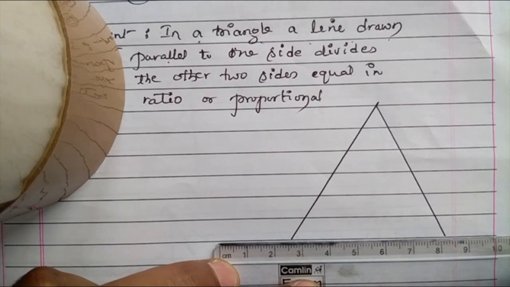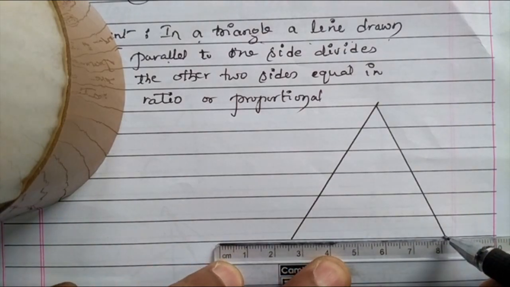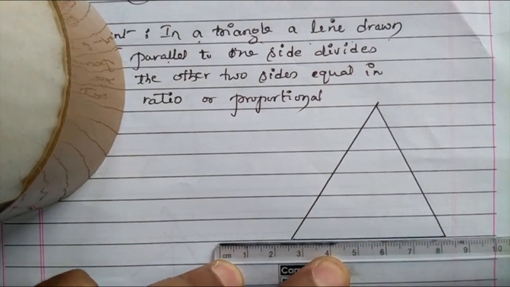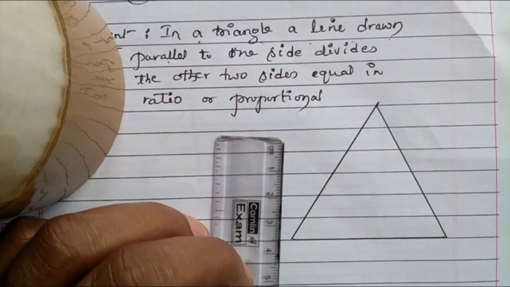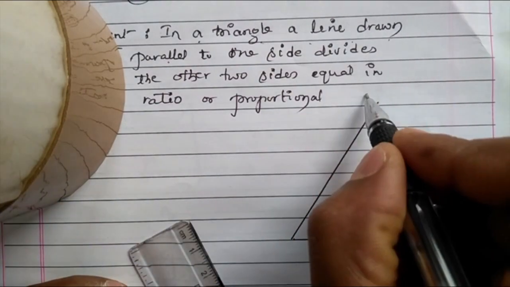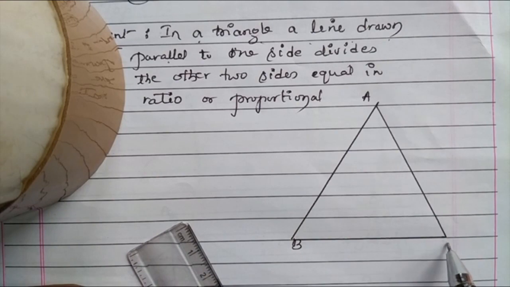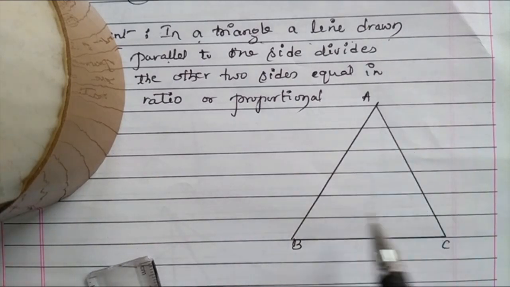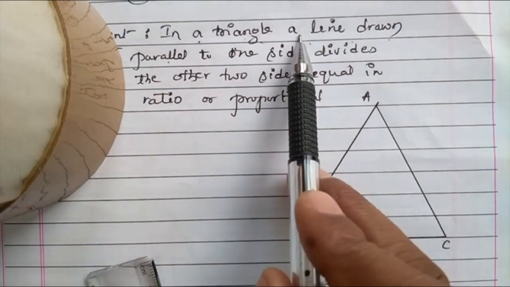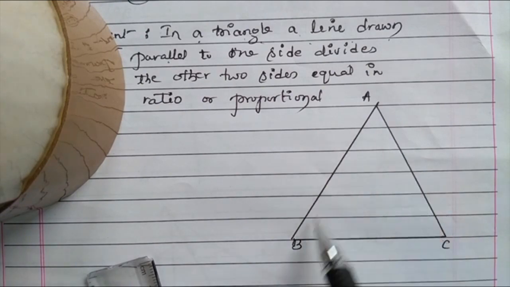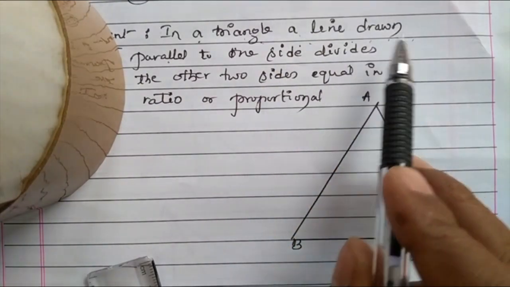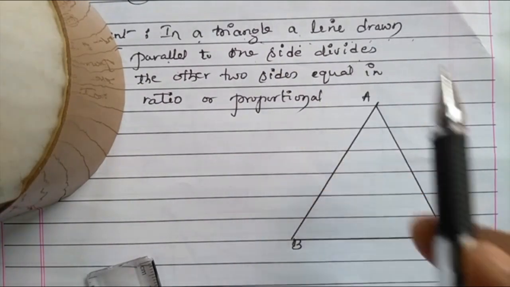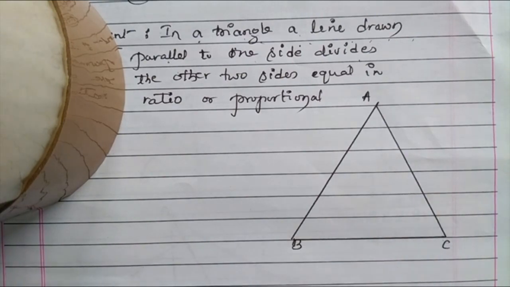When you are practicing, use scale and pencil. For my convenience, I am using pen and scale. See, ABC is a triangle, as in the statement, in a triangle. So here, which is a triangle? ABC is a triangle. A line drawn parallel to one side.